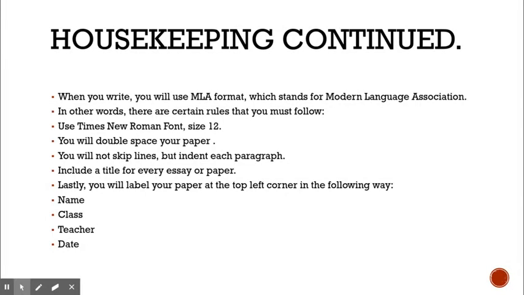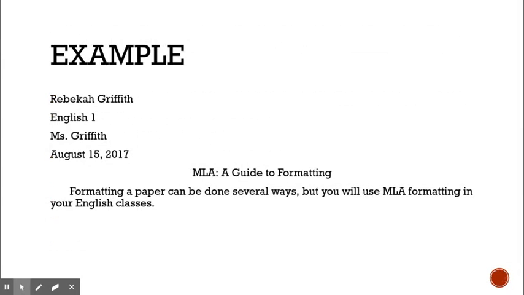When you write, you will use MLA format, which stands for Modern Language Association. In other words, there are certain rules that you must follow. Use Times New Roman font, size 12. You will double space your paper. You will not skip lines, but indent each paragraph. Include a title for every essay or paper. And lastly, you will label your paper at the top left-hand corner in the following way. You will list your name, the class, the teacher, and the date. And here is an example of how it looks.